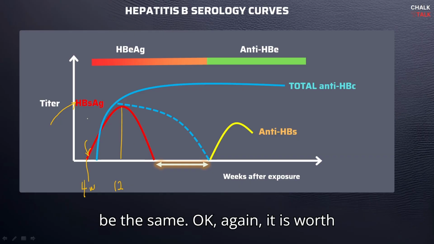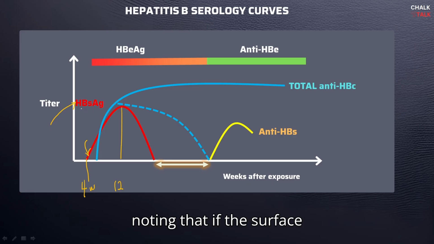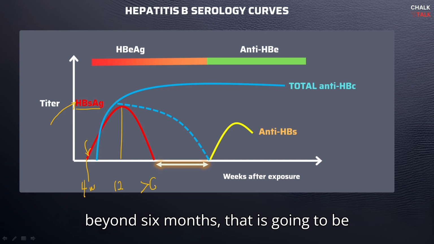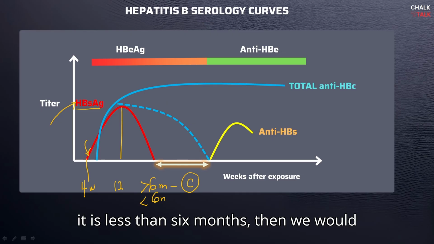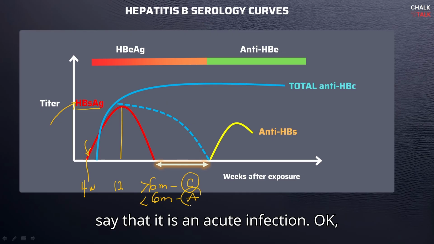Okay, again, it is worth noting that if the surface antigens persist beyond 6 months, that is going to be termed a chronic hepatitis infection. If it is less than 6 months, then we would say that it is an acute infection.